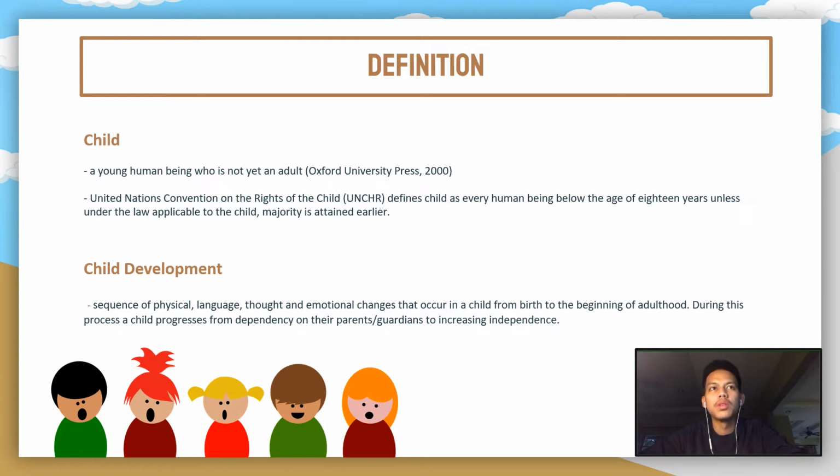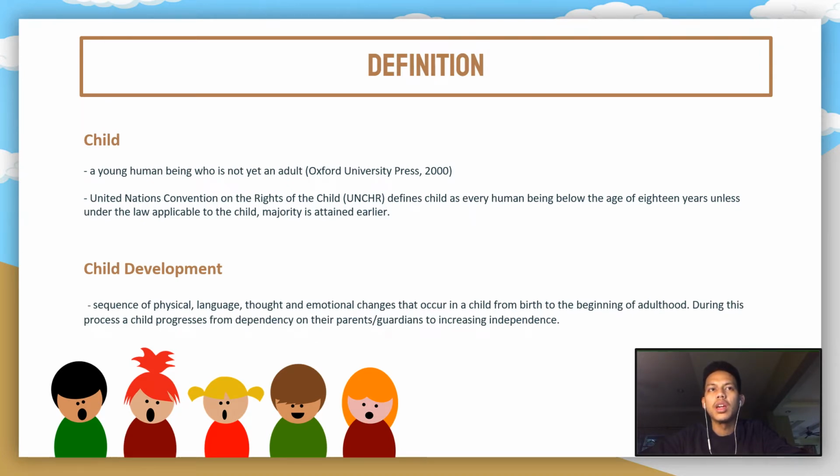Based on Oxford Advanced Learners Dictionary, child can be defined as a young human being who is not yet an adult. Next, United Nations Convention on the Rights of the Child, or UNCHR, defines a child as every human being below the age of 18 years unless under the law applicable to the child, majority is attained earlier. Moving on to the definition of child development.